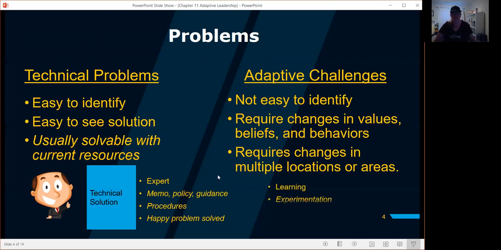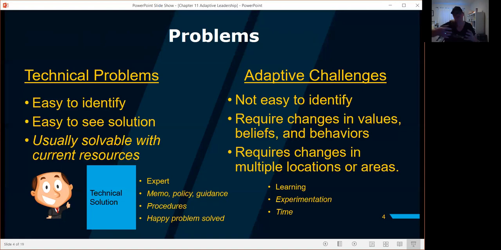And with adaptive challenges, typically there's more learning involved. There's usually a period of some experimentation and trying things out and making progress. And then there's a time factor in that adaptive challenges don't have easy solutions that can be resolved right now.